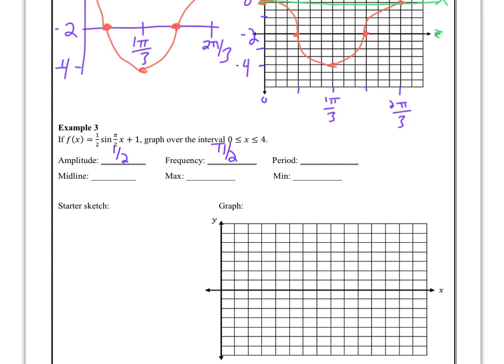Now, we always use the period anyways, but in this problem, we have to use the period. So we're going to do, again, just what we've done before. This is going to be 2 pi over the frequency, pi over 2.